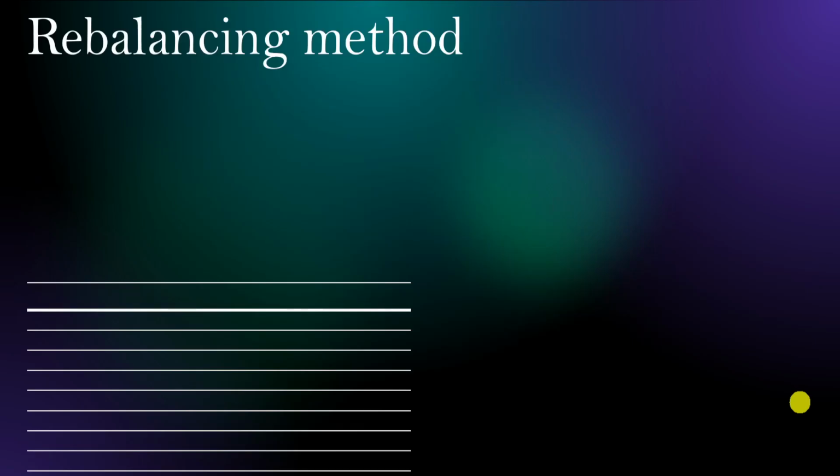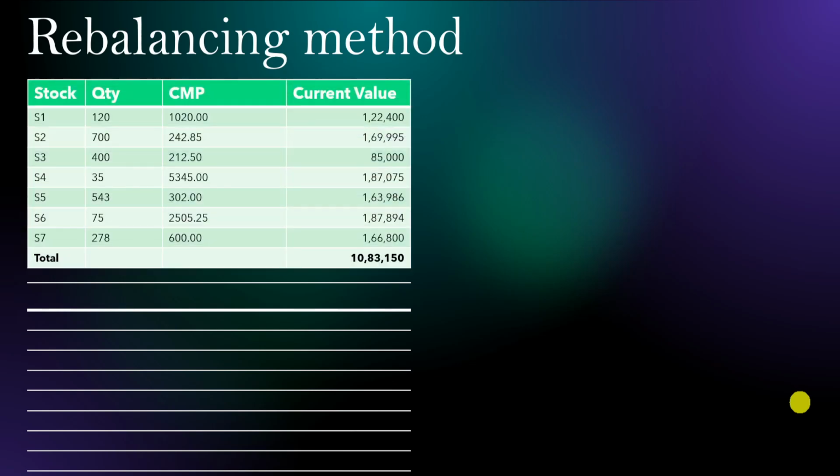Now let's try to understand the rebalancing method. Generally we do the rebalancing only at the end of the year, that is on December 31st, or the last trading day of the year. Let's take for example that at the end of any year, we have a portfolio of 7 stocks. Of course our complete portfolio is of 10 stocks, but assume that we have only 7 stocks at that point of time, with this quantity and the current market price of each stock like this.